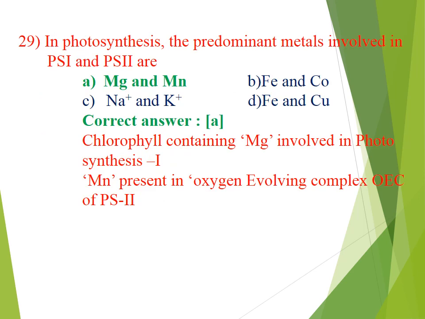29. In photosynthesis, the predominant metals involved in PS1 and PS2 are. Here, the correct answer is A, magnesium and manganese. Chlorophyll containing magnesium is involved in photosystem 1. Manganese is present in the oxygen evolving complex, OEC, of PS2. Therefore, for the 29th question, the correct answer is A, magnesium and manganese.